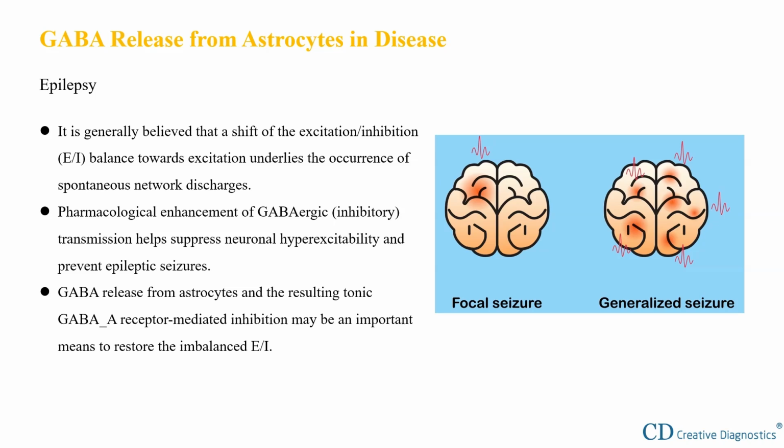Epilepsy is a disorder characterized by excessive network activity. It is generally believed that a shift of the excitation/inhibition (E/I) balance towards excitation underlies the occurrence of spontaneous network discharges, i.e., epileptic seizures. Pharmacological enhancement of GABAergic inhibitory transmission helps suppress neuronal hyperexcitability and prevent epileptic seizures. In this context, GABA release from astrocytes and the resulting tonic GABA receptor-mediated inhibition may be an important means to restore the imbalanced E/I. In a low-magnesium-induced epilepsy model, GAT3-mediated GABA release significantly shortens seizure-like events, confirming the inhibitory role of GABA release from astrocytes.